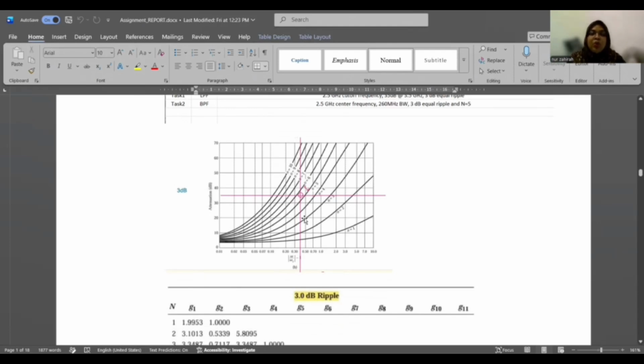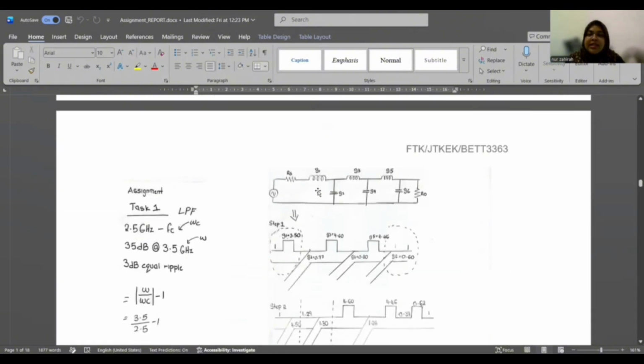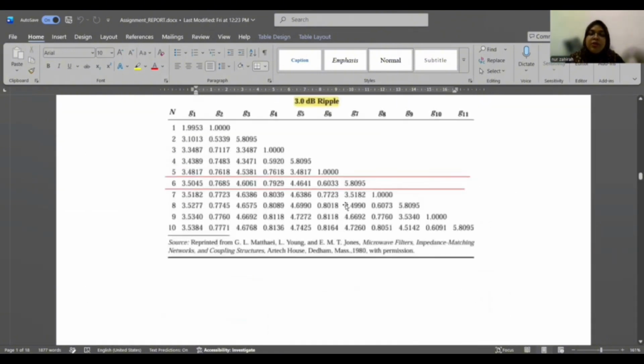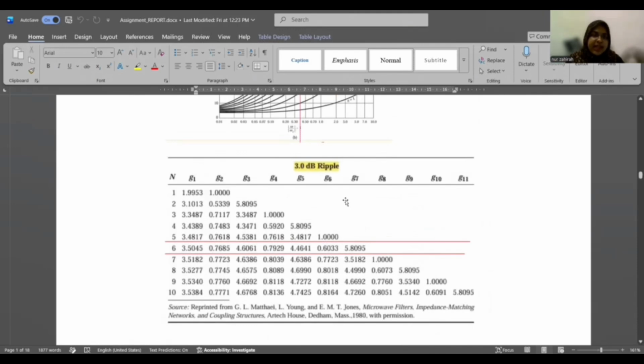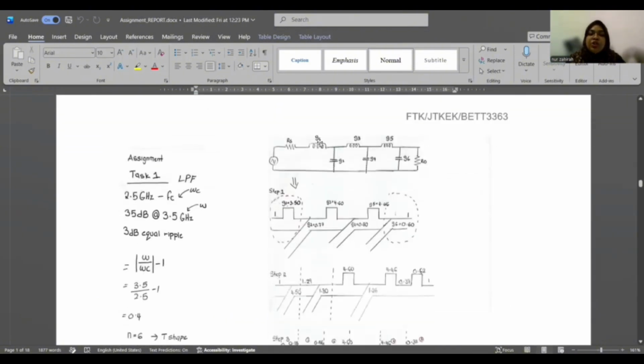So we will design our circuit in T shape. After we get the N value, from the 3 dB equal ripple table, we get the G values, then we can put them into the lumped circuit. This is the T shape circuit. We start with inductor, capacitor, inductor, capacitor, inductor, capacitor.